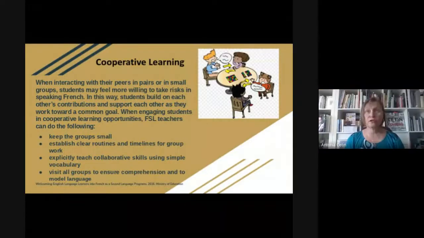In order for students to learn how to interact in French, they need multiple opportunities to practice interacting, and cooperative learning affords them such opportunities. When learning cooperatively, students can feel more confident taking risks because they're speaking with a few or even one other person. Speaking in a small group is less intimidating.